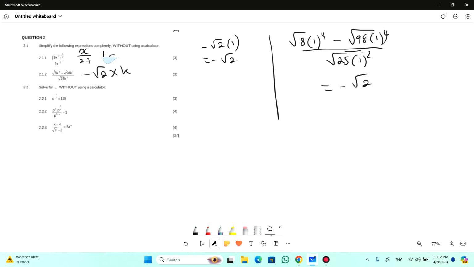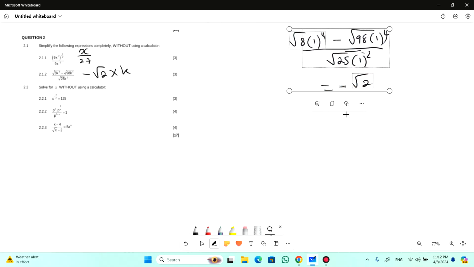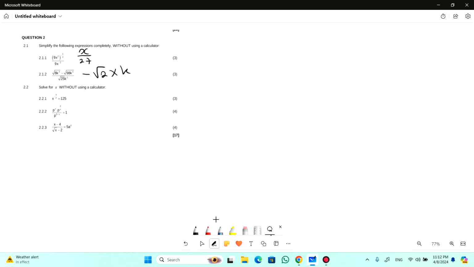So it's very important that you check your answer after you have answered. Make sure that you double check whether your answer is correct or not. Right, so the answer here is negative square root of 2 times k.